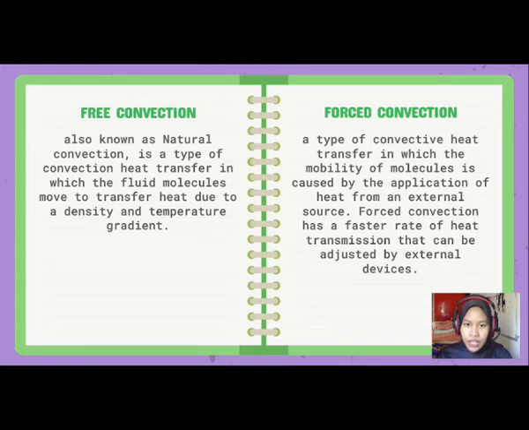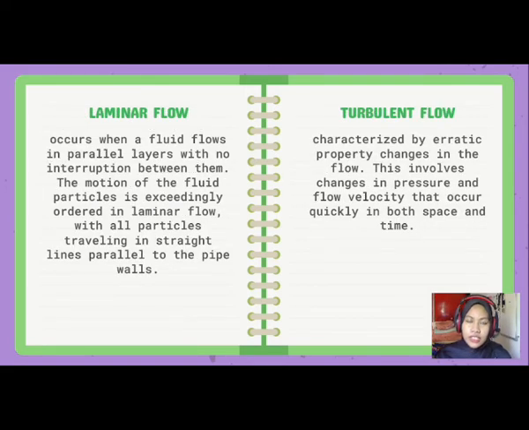Forced convection has a faster rate of heat transmission that can be adjusted by external devices. As a result, the forced convection system has a higher overall heat transfer coefficient than the free convection system. Next question, discuss laminar flow, turbulent flow, and heat coefficient.